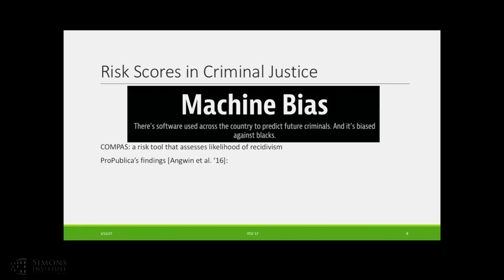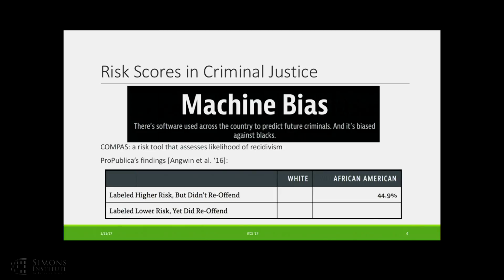But here's the condensed view of what ProPublica objected to. In this table, if we look at this particular number, it's saying that of the African Americans who did not go on to reoffend in the future, 45% of them were actually labeled high risk. You might ask, what is that number for white defendants? It turns out it's closer to a quarter. So this seems blatantly discriminatory.